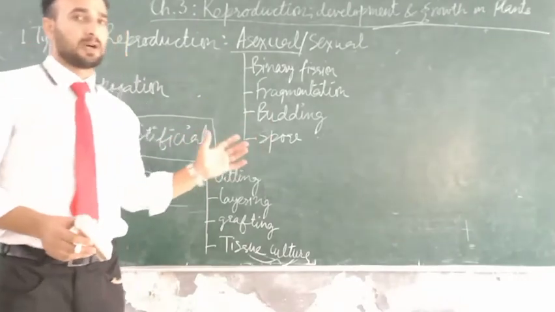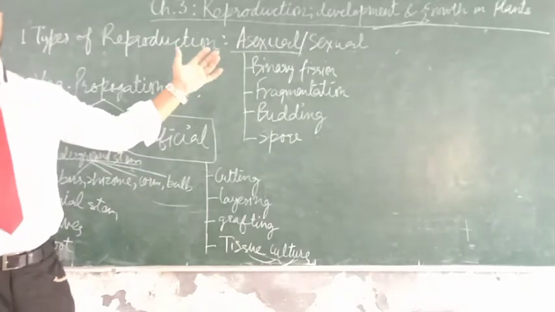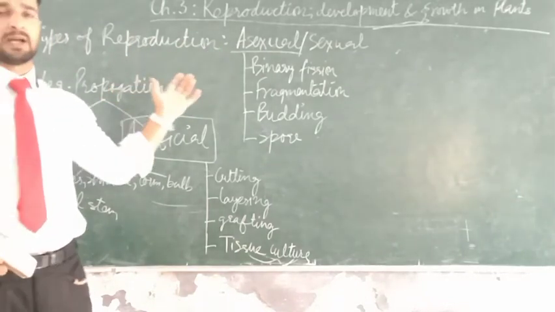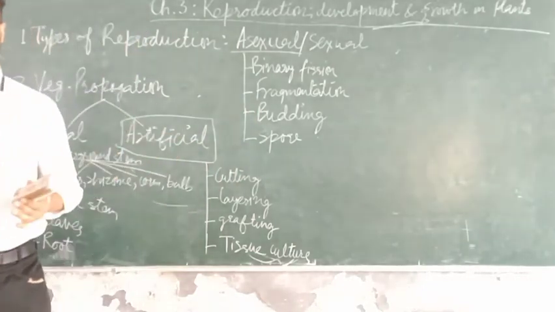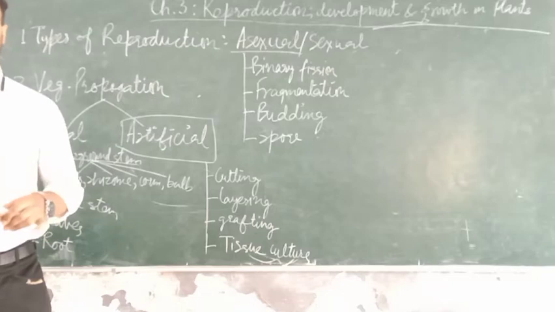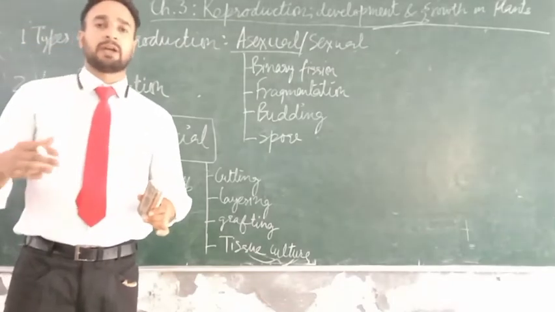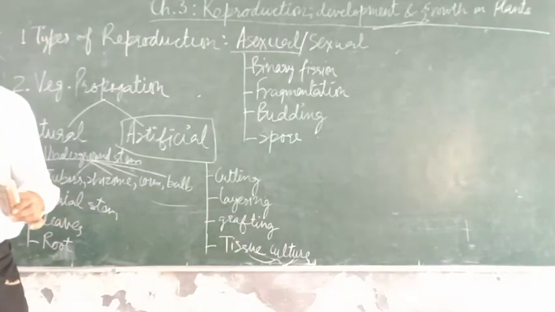In the first part, we will talk about the types of reproduction, asexual and sexual reproduction, and the different types of vegetative propagation in plants. In the second part, we will talk about the structure of the flower. And in the final part, we will discuss the different agents of pollination and the mechanism of pollination.